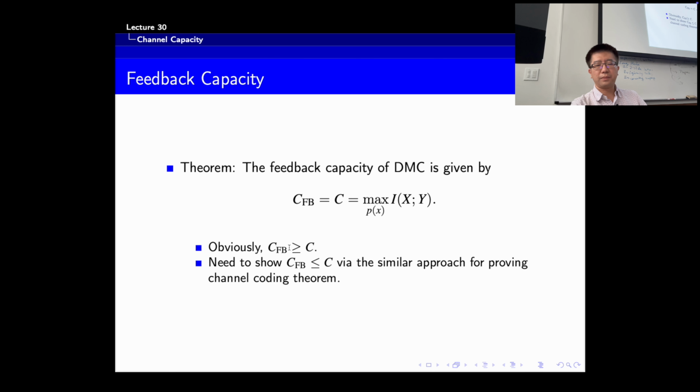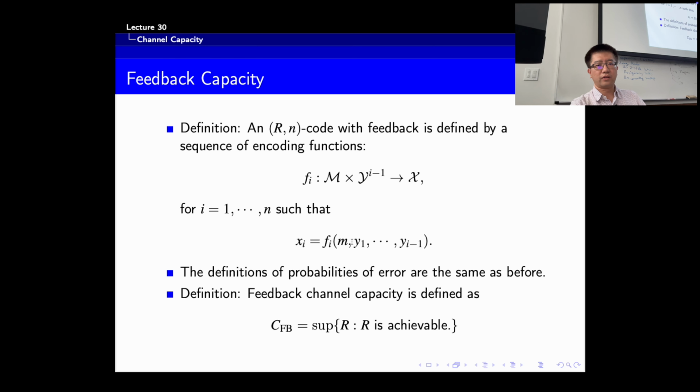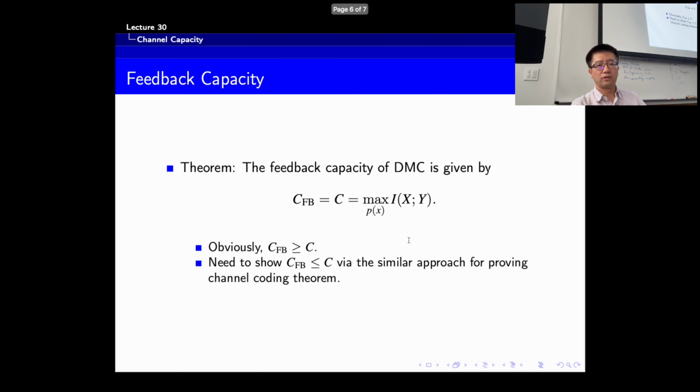This is true simply because this is an encoding function, right? We use M and we use all the feedback. If we do not use that information from y1 to yi minus 1, then we can achieve the channel capacity without feedback. That's the meaning of the first inequality.